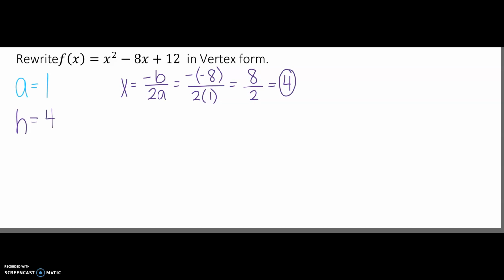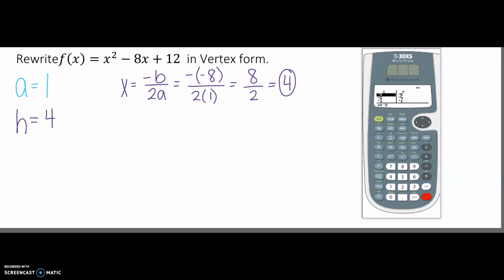And to find k, remember all we have to do is plug it into our calculator. So table, x squared minus 8x plus 12. My h value is positive 4. We'll type that in, and it will take us right to my k value, which is negative 4.